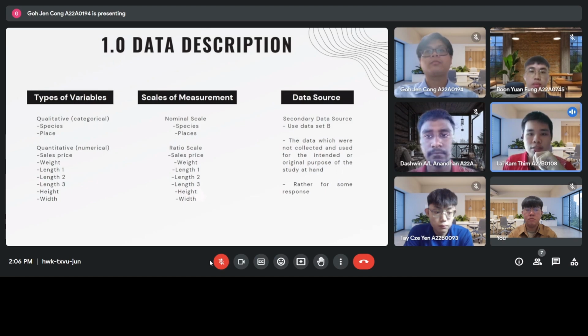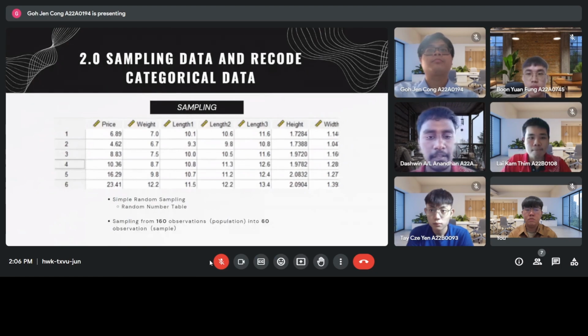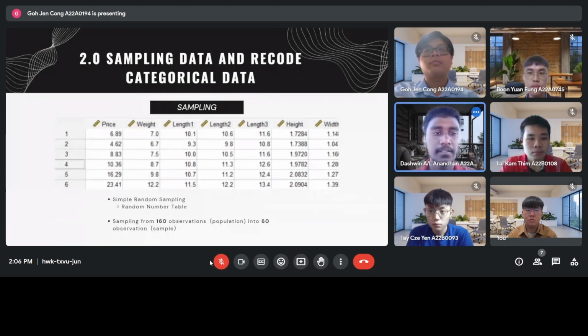For data sources, the data set is secondary data. This is because for this assignment, we're using data set B, and it was data which was not collected and used for the intended or original purpose of the study at hand, but rather for some other purpose. Thus, the data set is secondary data. Thank you. Okay, thank you, Kam Tim. Now I will present the second part, which is sampling data and recode categorical data.